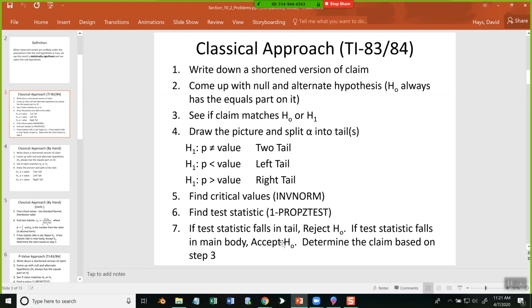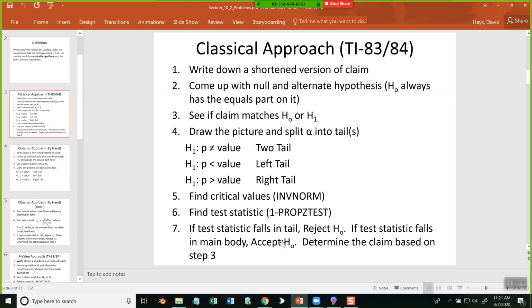Now here's the classical approach with the calculator. Write down a shortened version of the claim. Come up with a null and alternate hypothesis. H naught always has the equals part on it. See if the claim matches H naught or H1. Draw the picture and split alpha into tails. We get our two tails, left tail and right tail, based upon the symbol that's in H1. Find your critical values using invNorm. Find the test statistic using 1-PropZTest. If the test statistic falls in the tail, we reject H naught. If the test statistic falls in the main body, we accept H naught. And then determine the claim based on step 3.